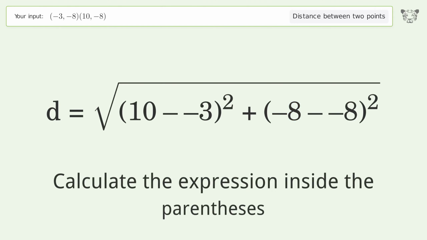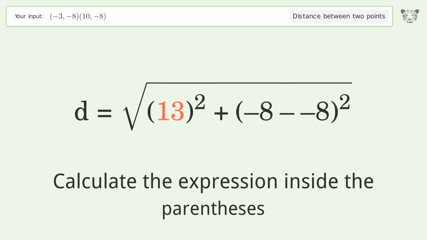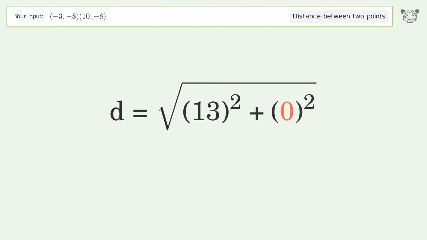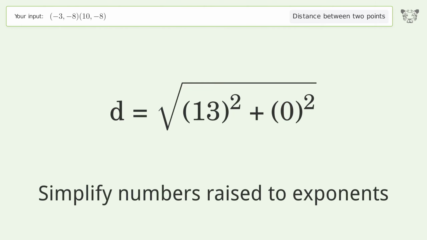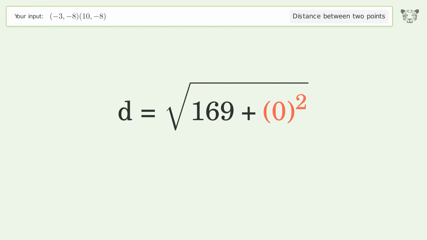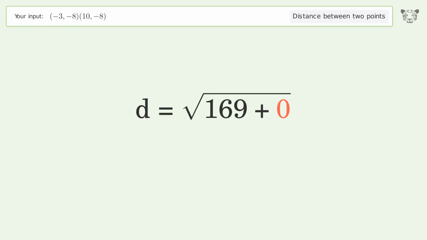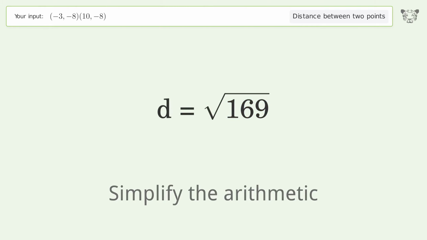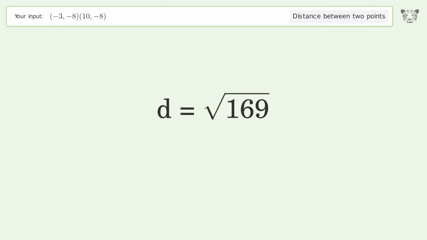Calculate the expression inside the parentheses. Simplify numbers raised to exponents. Simplify the arithmetic. And so the distance between the 2 points is the square root of 169, or 13.